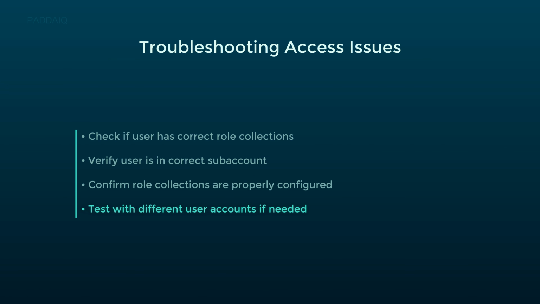Test with different user accounts if needed. This means checking if the problem is specific to one user or affects others. For example, if a developer cannot access a service, have a colleague try with their account. This helps determine if it is a user-specific issue or a broader system problem. Isolating the cause is the first step to resolution.